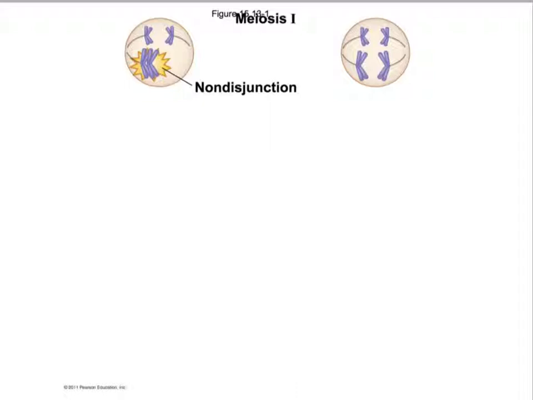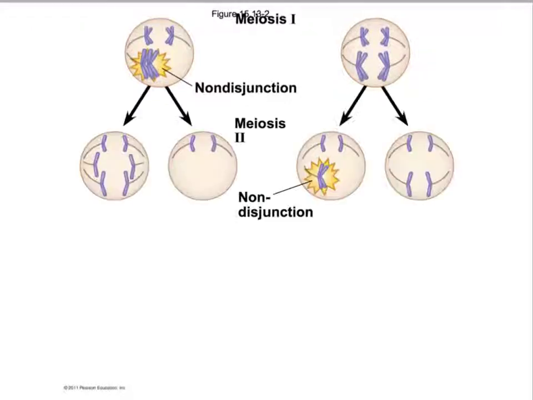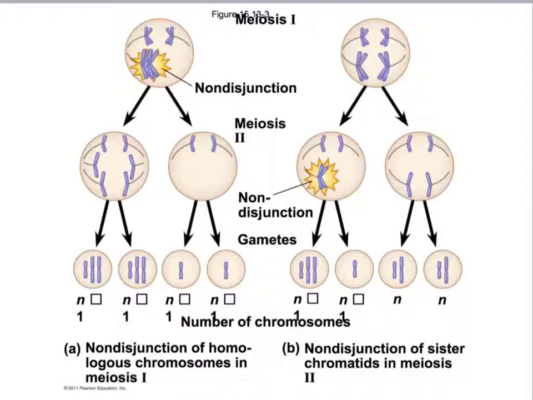Abnormal chromosome number can result from non-disjunction. In non-disjunction, pairs of homologous chromosomes do not separate normally during meiosis. As a result, one gamete receives 2 of the chromosome, and another gamete receives no copy.